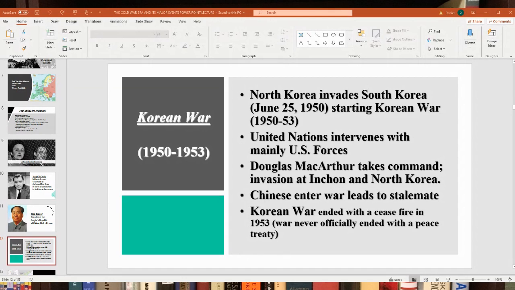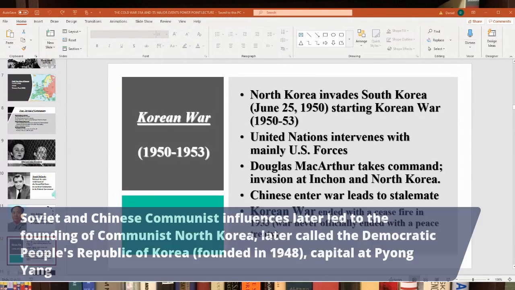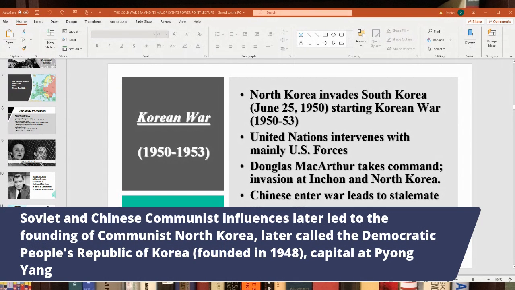Because if you know about the Cold War, it had a lot of these proxy wars between the Democratic and Communist sides. And what happened was the Soviet Union, with Chinese help as well, influenced the foundations of what we call North Korea, which became a communist state, way more influenced by the Soviet Union. And it became known as the Democratic People's Republic of Korea, founded about 1948. Its capital would be Pyongyang.